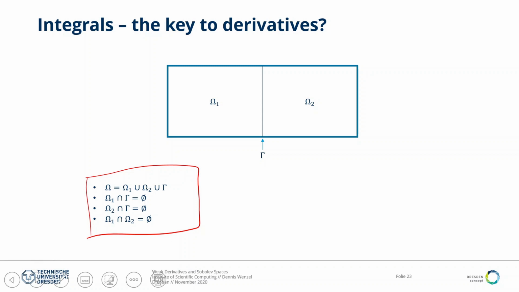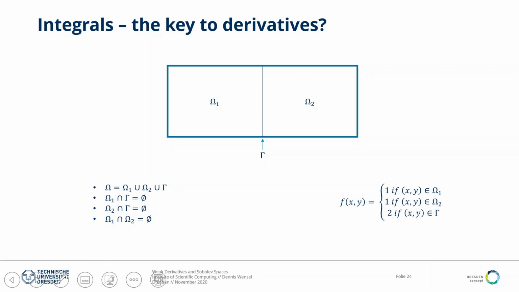Okay, now let's define a simple function. F of x and y is supposed to be the constant 1 if I'm in omega 1. So I have a constant 1 function here. I have a constant 1 function if I'm in omega 2. And I have the constant value 2 if I'm in gamma, so only on this straight line. That's a completely valid function, because they are all pairwise disjoint. I can simply say that my f has value 1 in the right and left side and value 2 on the boundary between them.